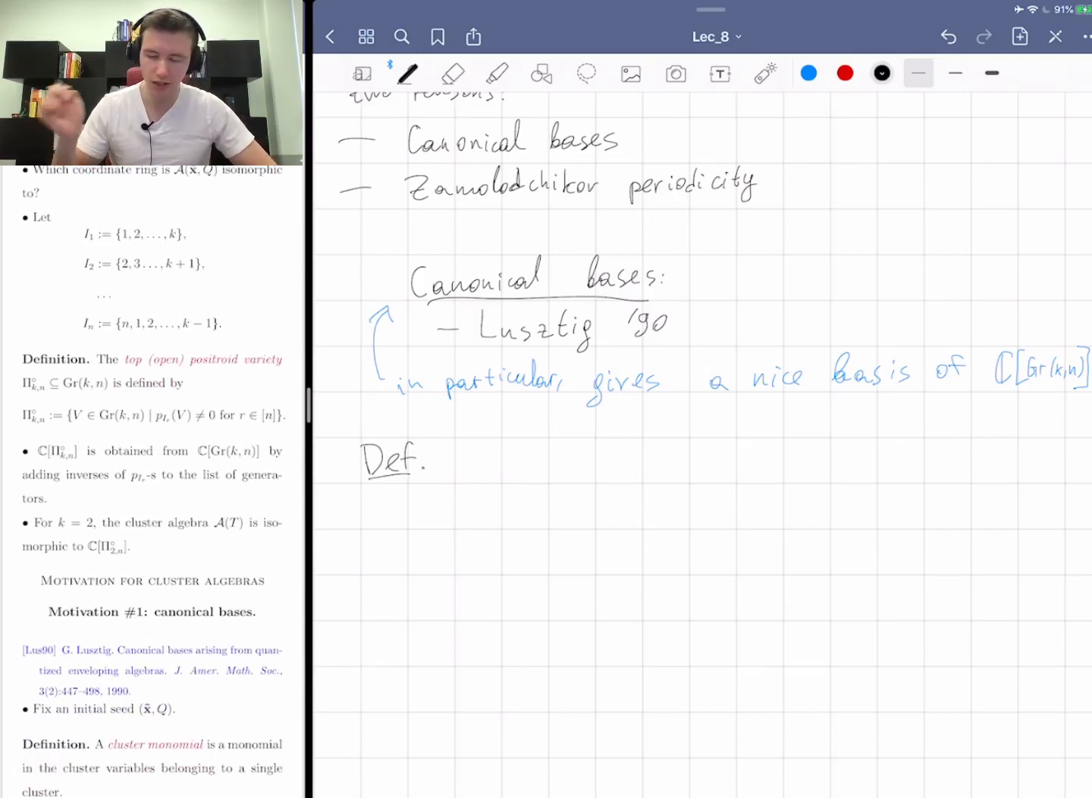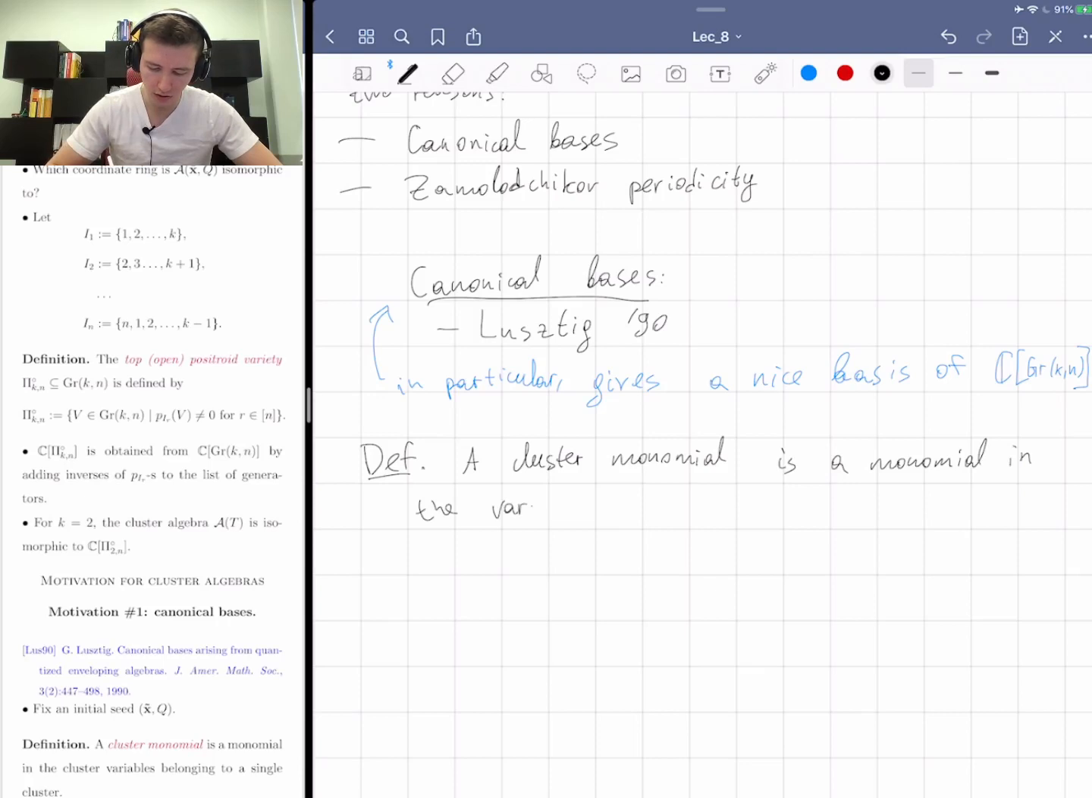Here's the definition. Let's say I look at some cluster algebra. By definition, a cluster monomial is a monomial in the variables of a single cluster.